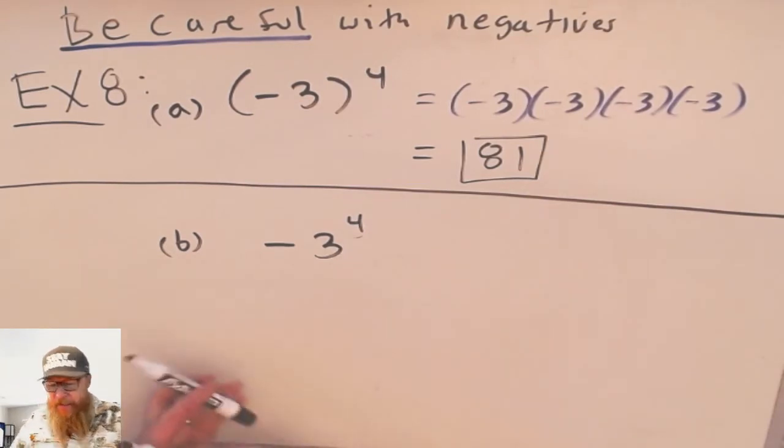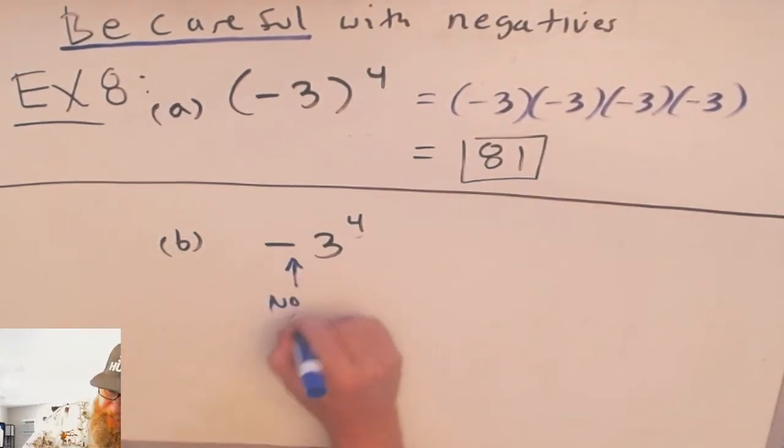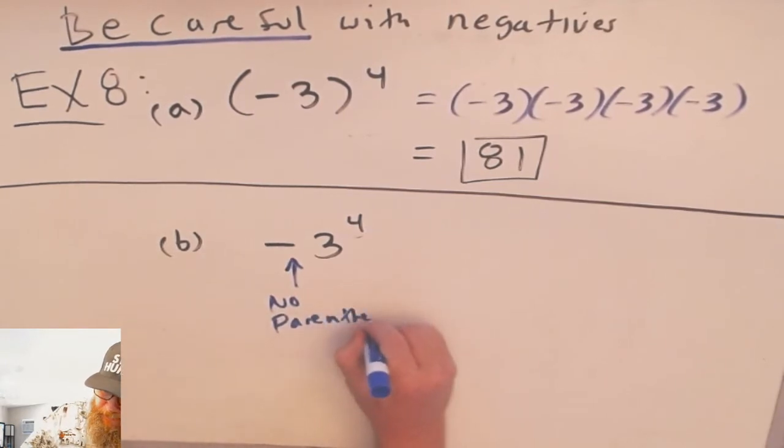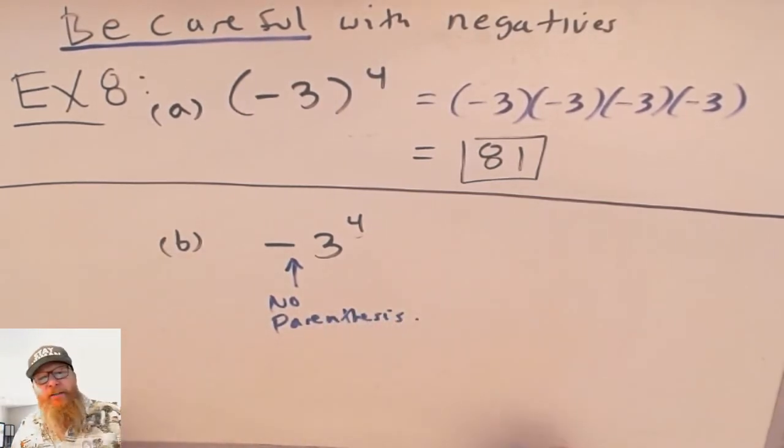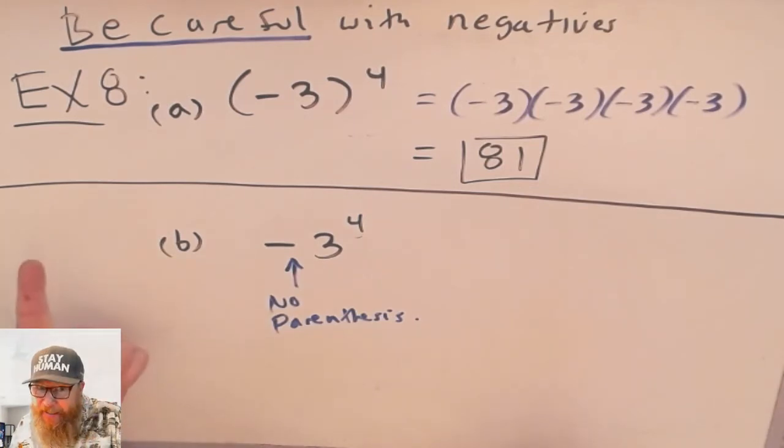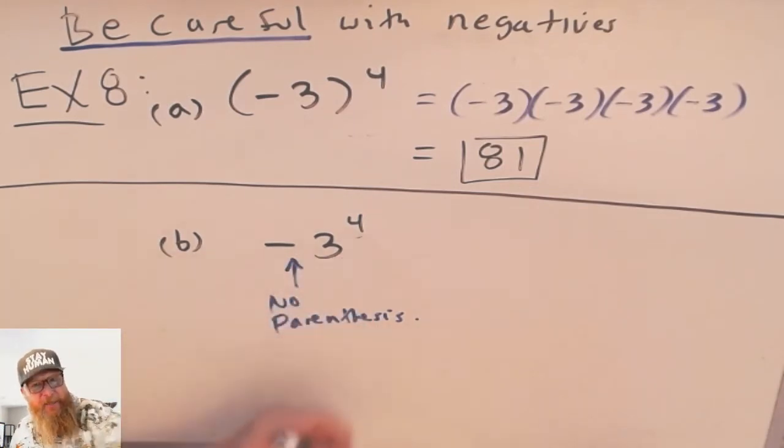All right. This one has no parentheses. So it does not mean negative 3. It means the opposite of 3 to the 4th power.